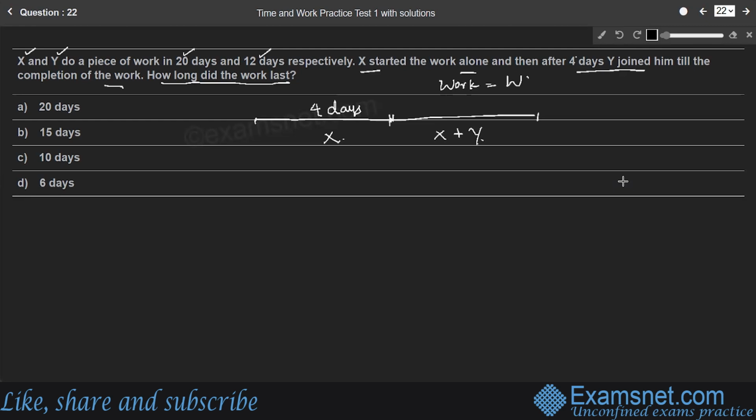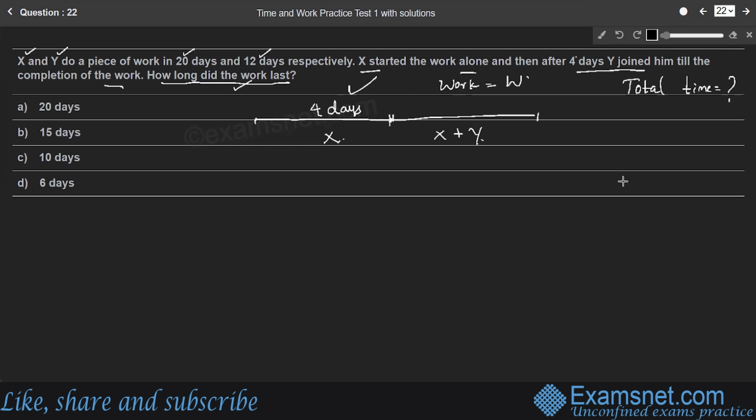After 4 days, X and Y together are working. How long did the work last? That means the total time taken to complete the work needs to be calculated. What is the total time? Not the second part time, right? Not after 4 days. Along with the first 4 days, what is the total time taken by them to complete the work? That's what the question is.